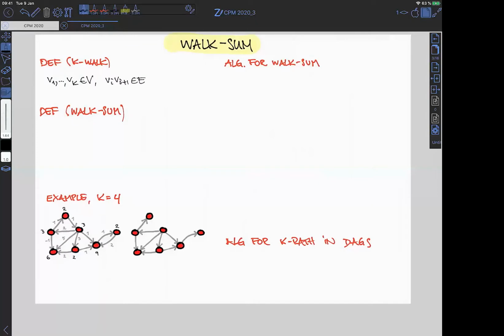Okay, this was not a question. So with this k-walk defined, otherwise please interrupt me. I think we are. This is a small community, so if I do something wrong, just shout out. So now there comes something that is maybe new.